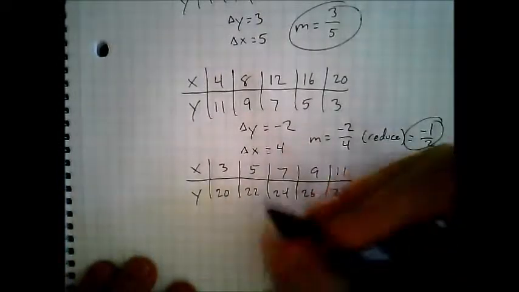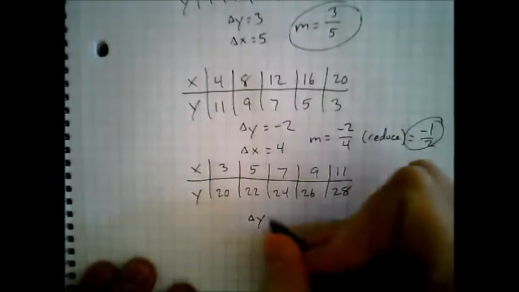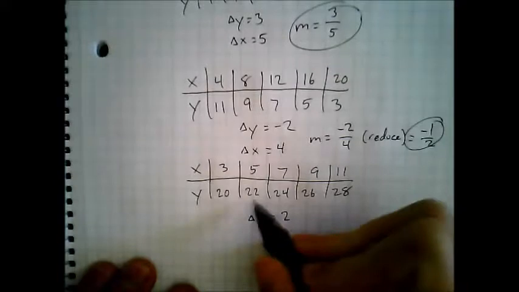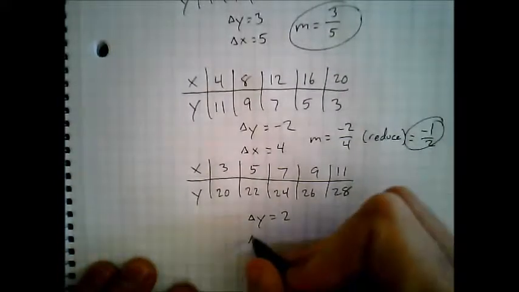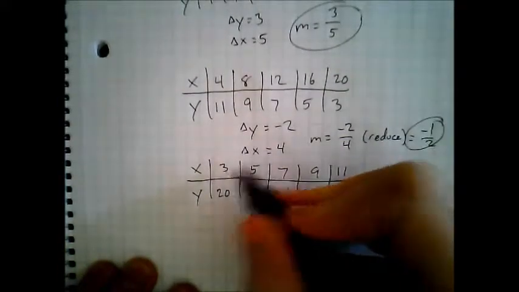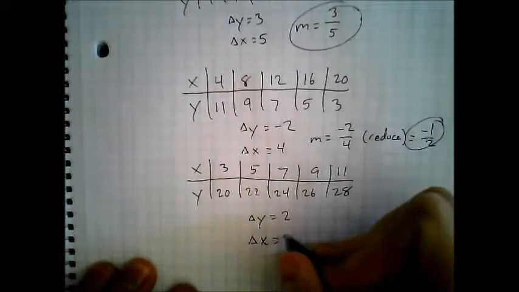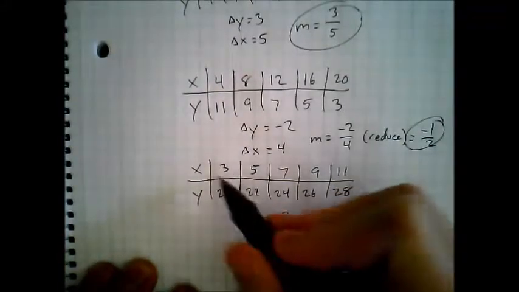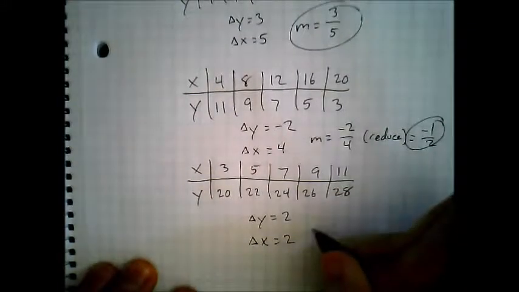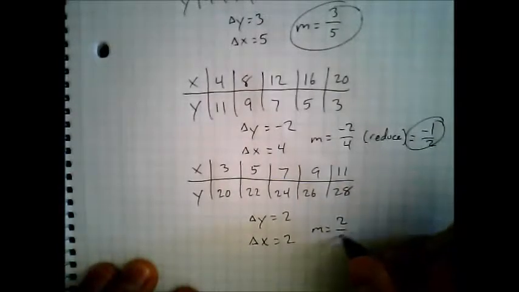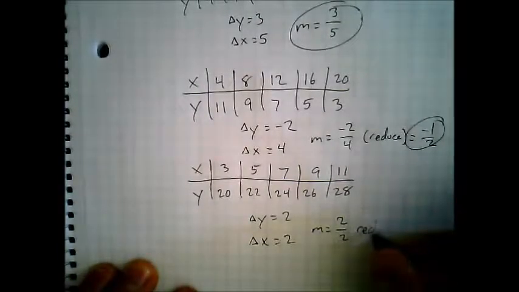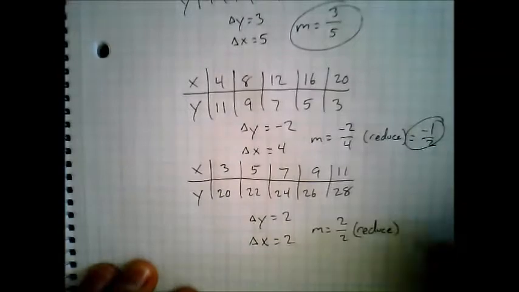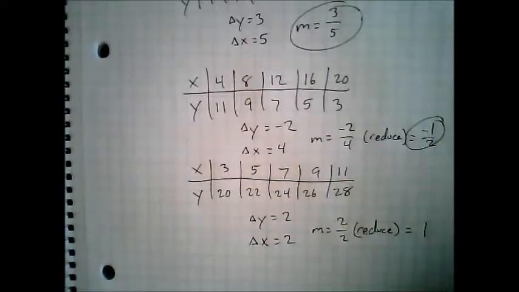And our last example, okay, delta y equals 2. We're adding 2 tiles. Delta x equals 2 as well, because we're counting by 2's for our x's, so our slope is 2 over 2. We could reduce this to 1 over 1, which is just 1. Okay, if we're adding 2 tiles every 2 figures, it's the same as adding 1 tile every figure.